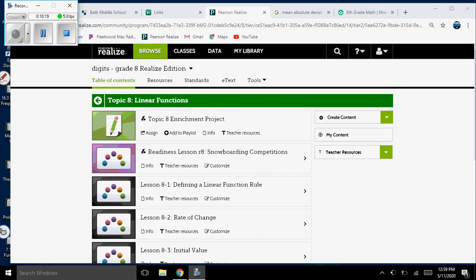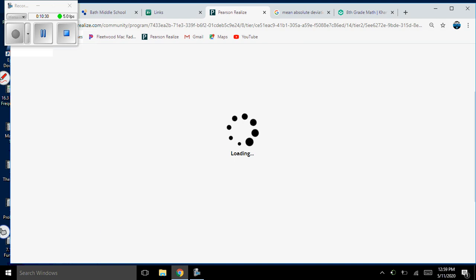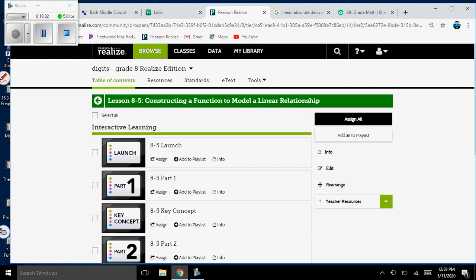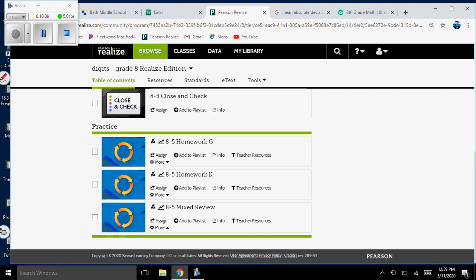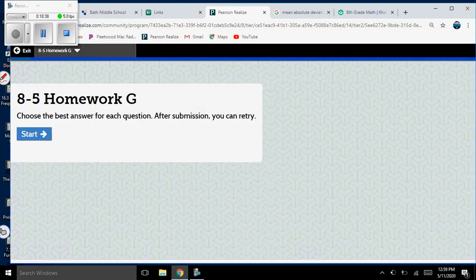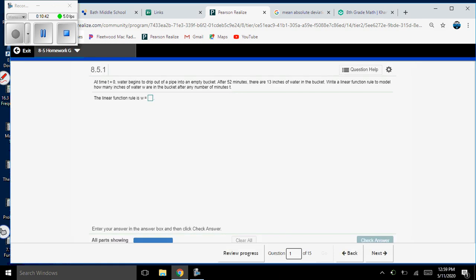Okay, we're back. The final section of chapter 8 that we're going to be talking about, 8.5, talks about constructing a function to model a linear relationship. And again, we're having trouble for whatever reason with the examples here, so we're going to go straight to the homework questions, which should be advantageous to you if you're watching this. At time 0, water begins to drip out of a pipe into a bucket.